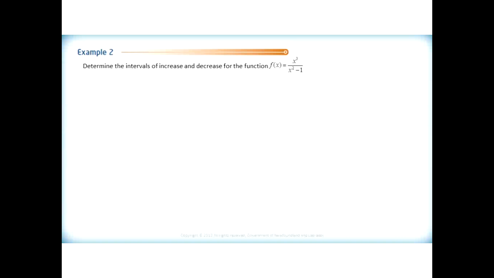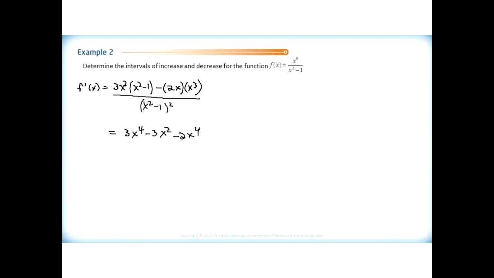Here we go. So this says x cubed over x squared minus 1. Let's get a derivative for that first. F prime. Okay, quotient rule. The derivative of the numerator will be 3x squared multiplied by my denominator x squared minus 1. And then I have to subtract the derivative of the denominator, which is 2x, multiplied by my numerator, which is x cubed. And then all of that is going to have to be divided by x squared minus 1, all squared. So in my numerator, this simplifies to give me 3x to the power 4 minus 3x squared, and then minus 2x to the power 4, all over x squared minus 1 squared.